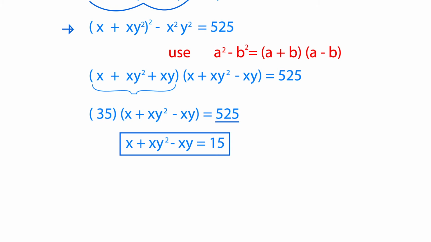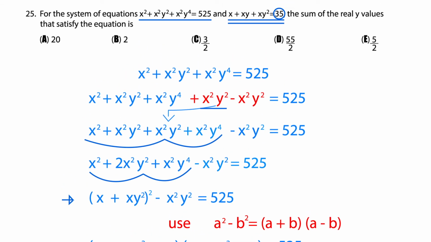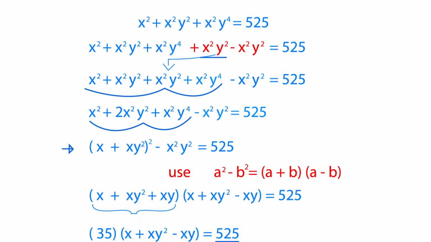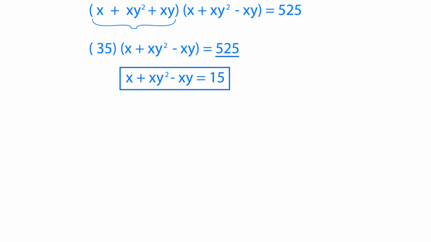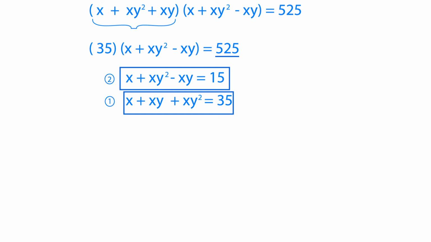And now I will go back and use what they've given me. Again, this equation: x plus xy plus xy squared is 35. So that's given in the equation. And these are the two equations that we're going to use, the one up there and this one, to solve for y. So I'll call this equation 1 and I call this equation 2. So what I'm going to do, I'm going to go 1 minus 2, like that.